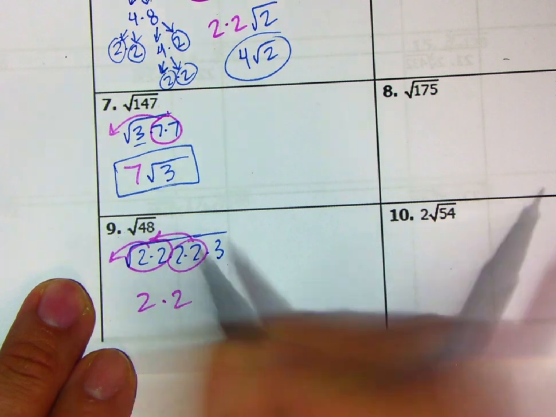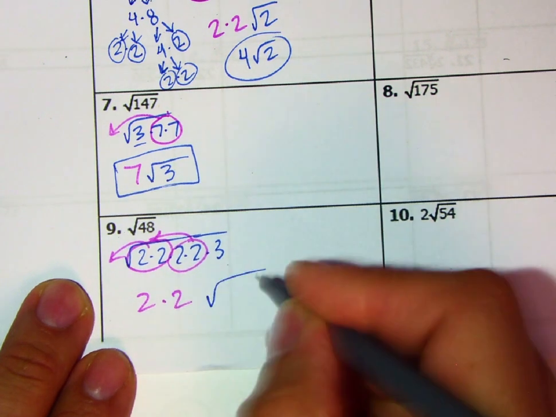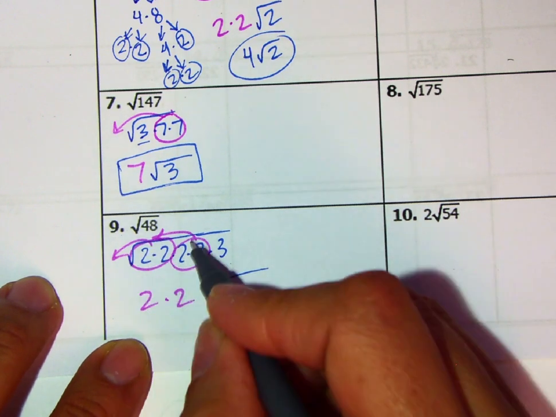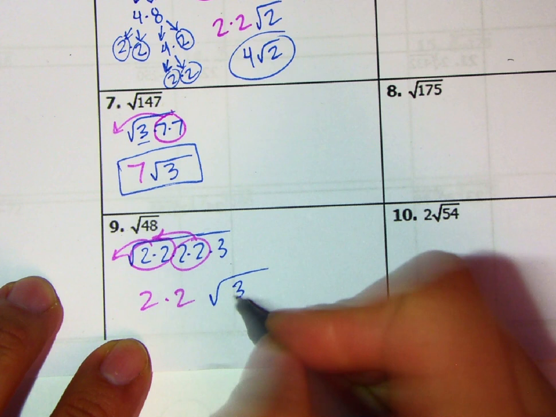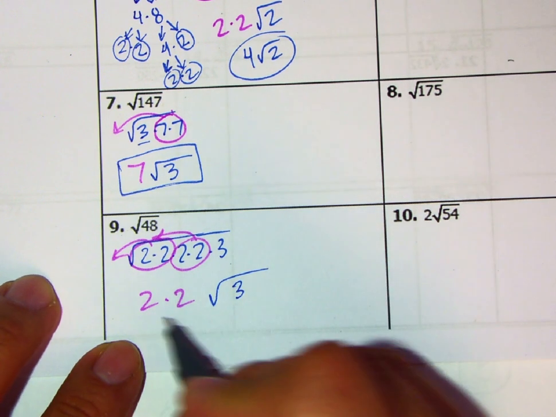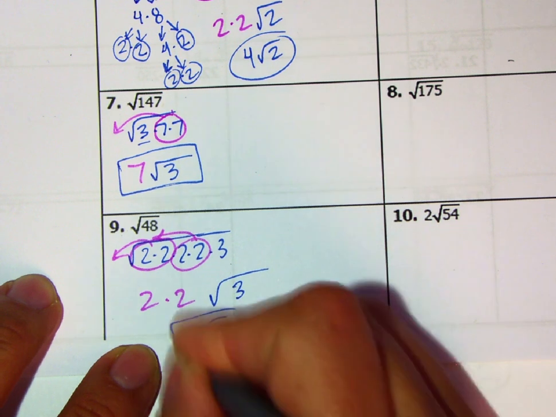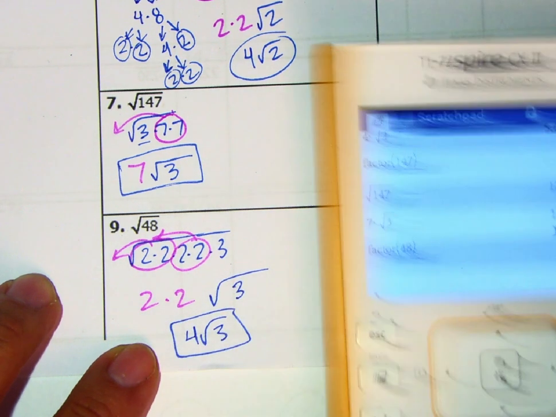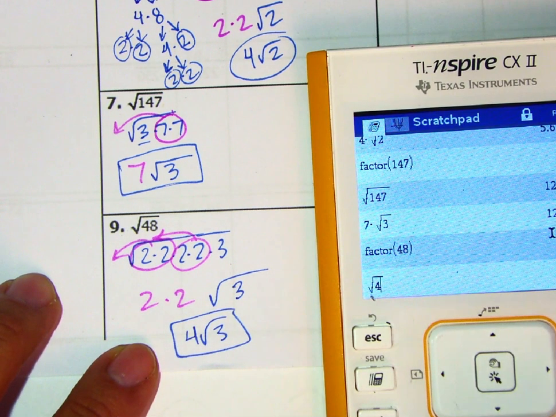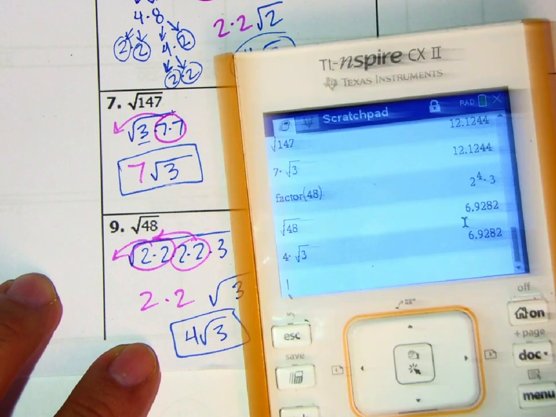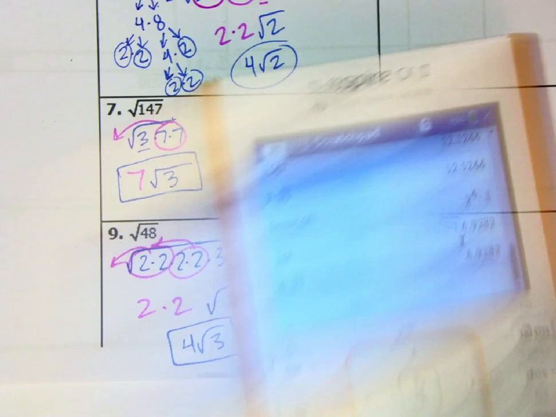So you write them one time on the outside of the radical when you take them out. So one group of 2, one group of 2, and then there's a 3 on the inside. And then this one, 2 times 2, you multiply it back together, so that's 4 square root of 3 as your final answer. To double check, you type square root of 48 and then 4 square root of 3, and they should be the same decimal. So that's the process of simplifying radical expressions.